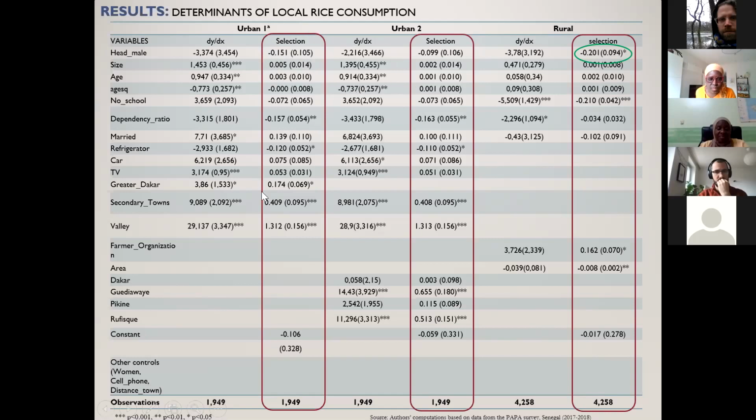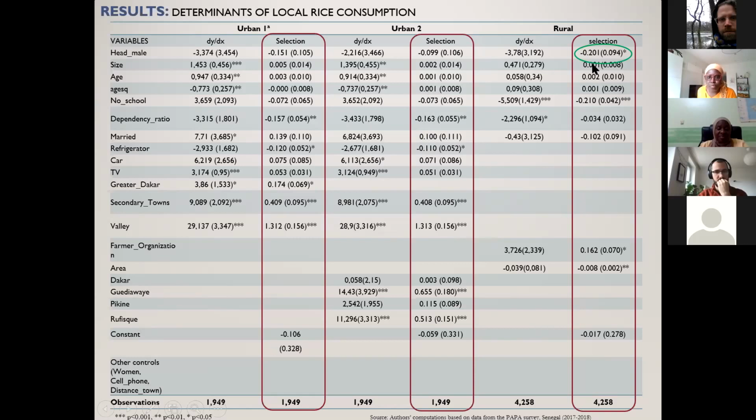So the first model here has almost the same variables. What is different is that, as you can see here, we have the different strata that are included in the first urban model, while in the second urban model, we disaggregated the strata Greater Dakar to see whether there is some hidden effect between Dakar and its suburbs. So that was important to highlight.